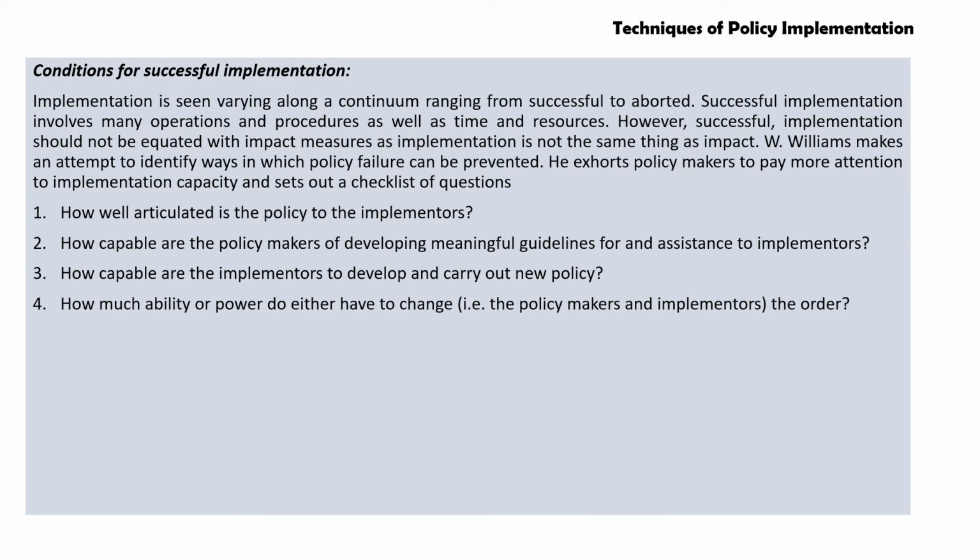Conditions for successful implementation. Implementation is seen varying along a continuum ranging from successful to aborted. Successful implementation involves many operations and procedures as well as time and resources. However, successful implementation should not be equated with impact measures, as implementation is not the same thing as impact. W. Williams makes an attempt to identify ways in which policy failure can be prevented. He exhorts policymakers to pay more attention to implementation capacity and sets out a checklist of questions.